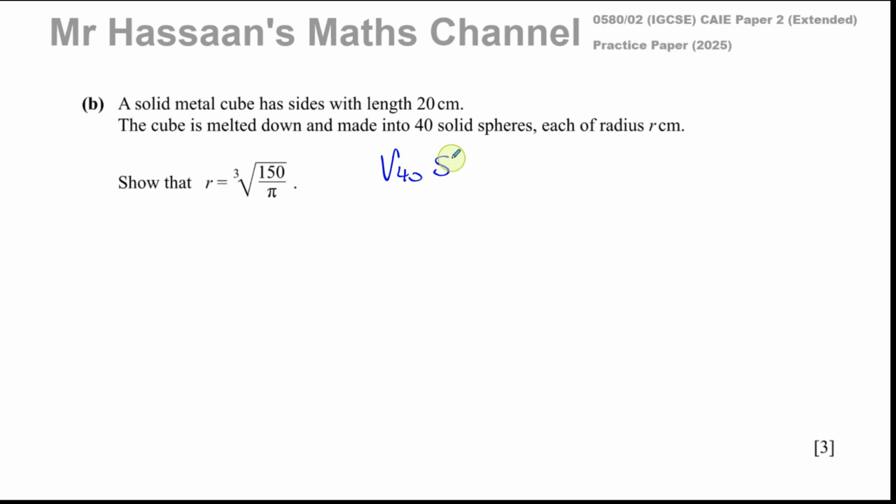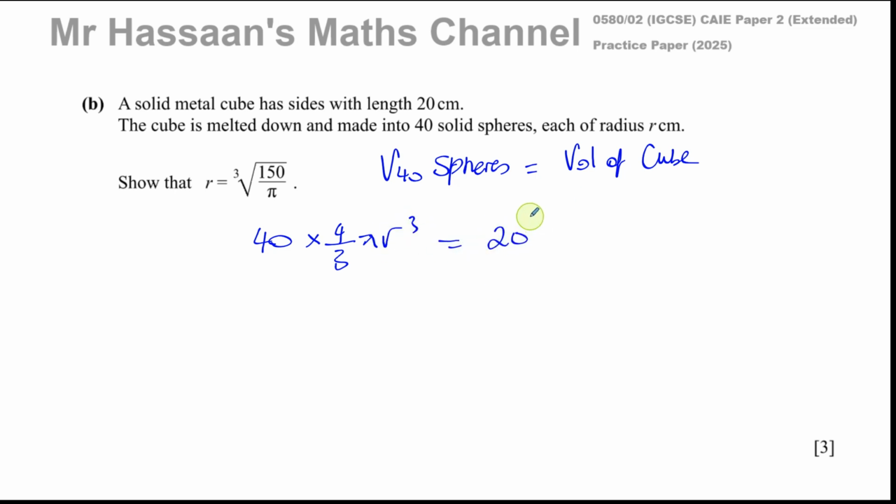The volume of 40 spheres is equal to the volume of the cube. Okay, so you have 40. As we learned, the volume of one sphere is 4 over 3 pi r cubed. And that's equal to the volume of the cube, which is 20 cubed. Okay, so we want to find r, or show that r is equal to the cube root of all of this. So we're going to try to simplify this.